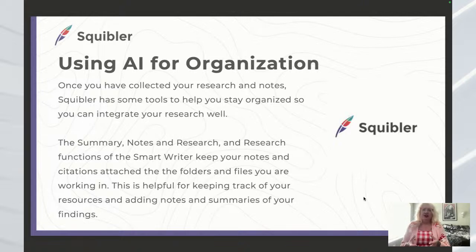So you can also use AI for organization. Once you've collected your research and notes, Squibbler has some tools to help you stay organized, so you can integrate your research as well. The summary, notes, and research functions of the Smart Writer are going to keep your notes and citations organized and attached to the files and folders that you're working in. And I mentioned this earlier, but you can just click on the specific file or folder that you're working on, and then the summaries, notes, and research are all going to stay in that specific area, in that specific chapter that you're working on. So this is really helpful for keeping track of your resources and adding notes and summaries of your findings. It's also going to keep your work very organized. It'll be very difficult to lose your citations if you keep them attached to the chapter that you're working on.